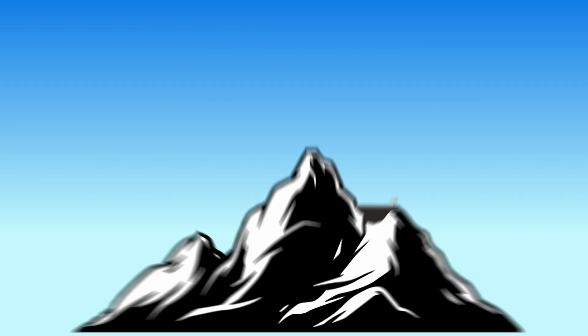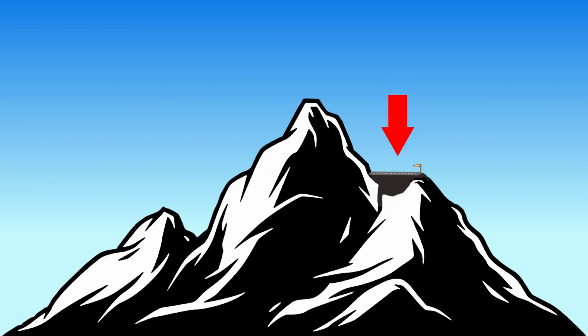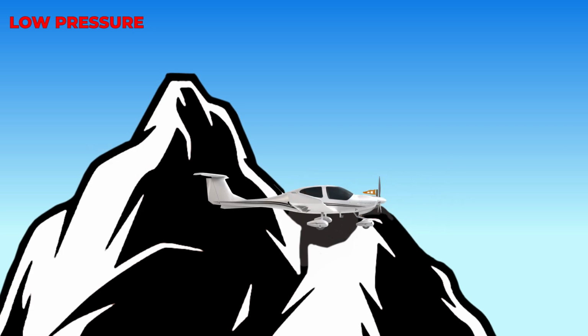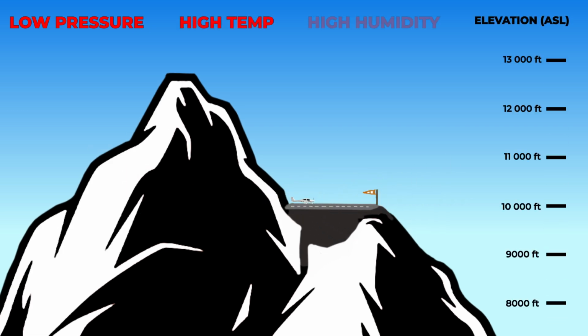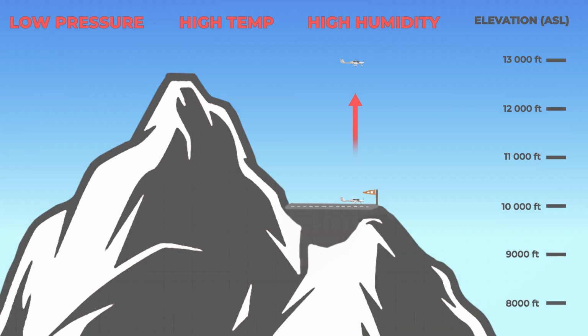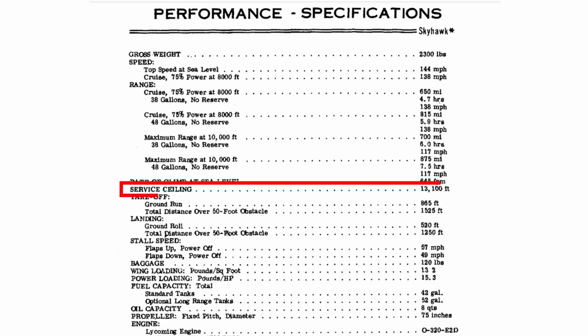So if we were attempting to take off from a high elevation where the air is already thin on a hot and humid day, we may not even be able to take off because we're at such a high density altitude. The conditions are as if we're at a much higher altitude than we actually are, which makes it difficult or impossible for the aircraft to generate lift. Remember that the aircraft's service ceiling and absolute ceiling are given in terms of density altitude.